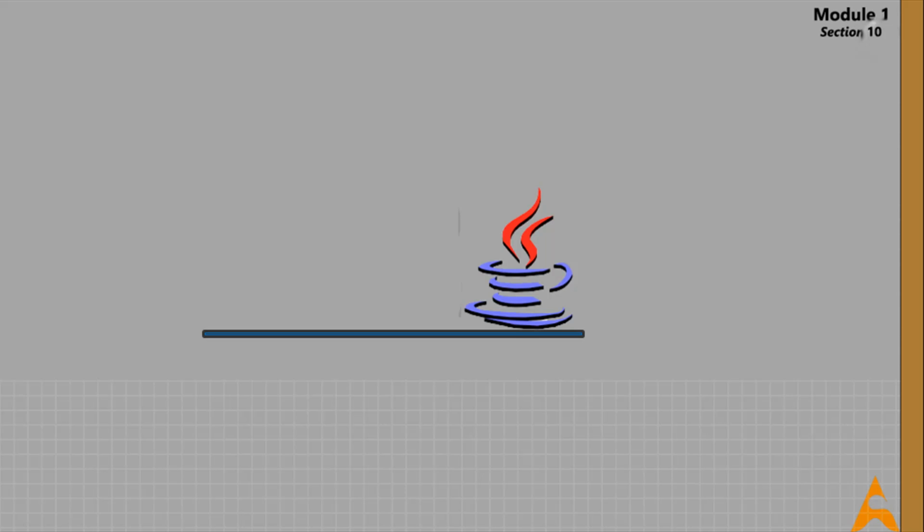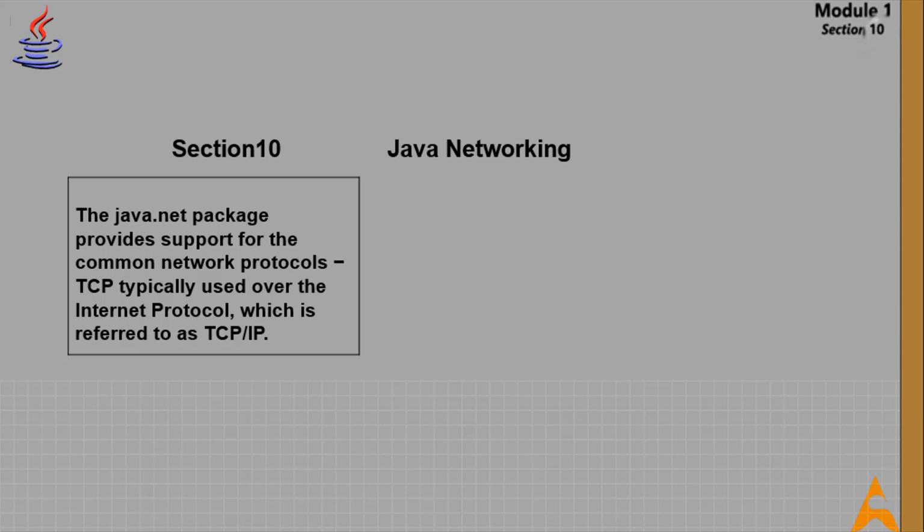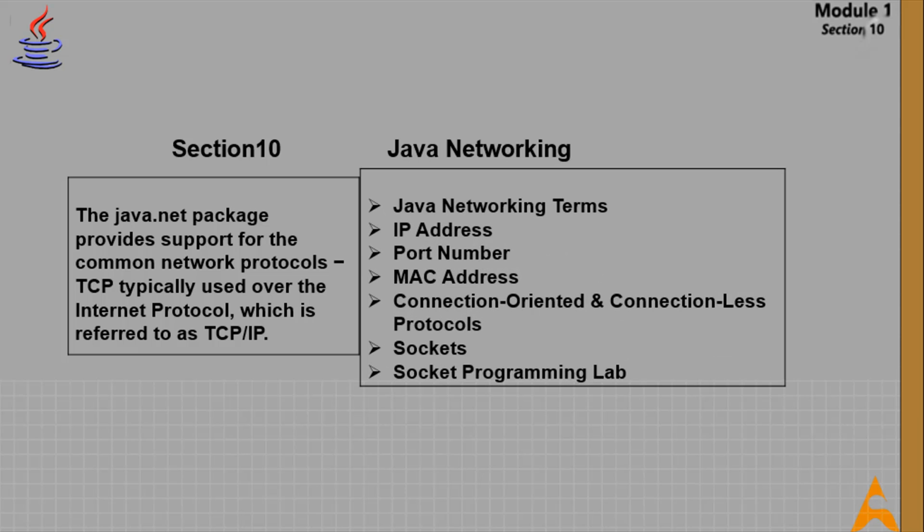Hi there. Welcome to our next session on Java networking. In this session we will discuss Java networking terms, IP address, port number, MAC address, connection-oriented and connection-less protocols, sockets, socket programming lab, and different classes of networking with practical.